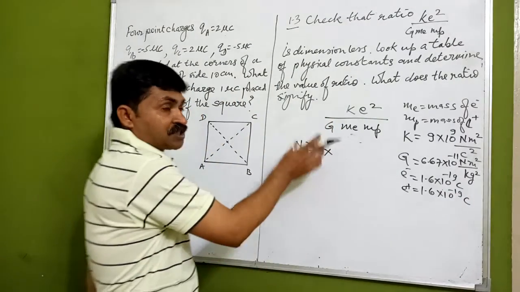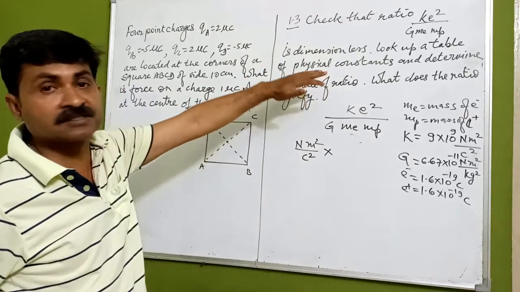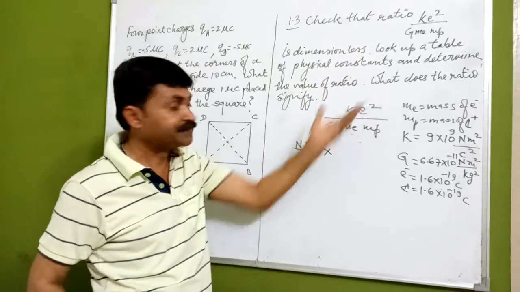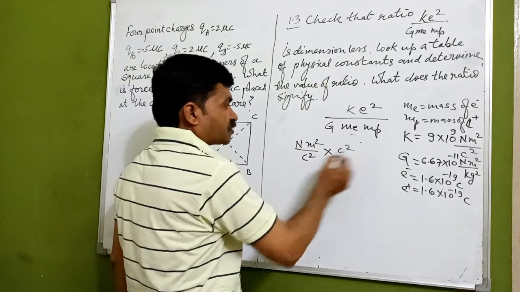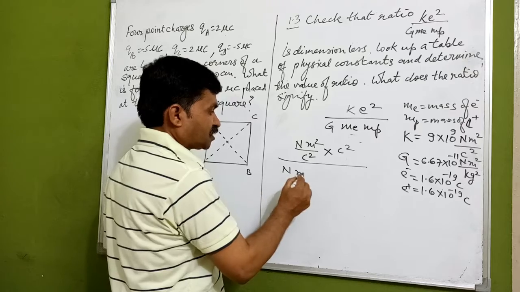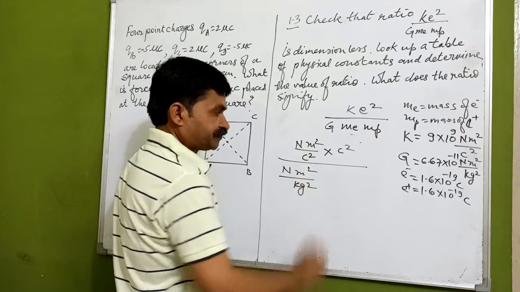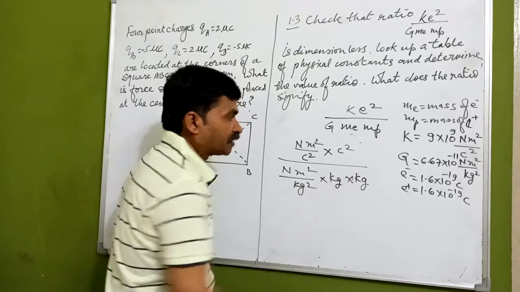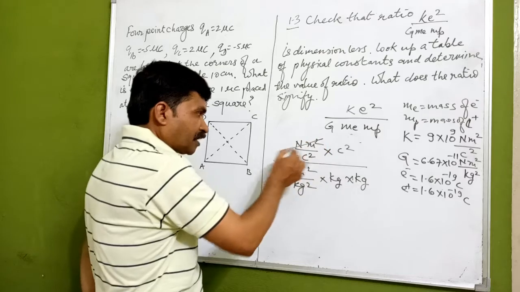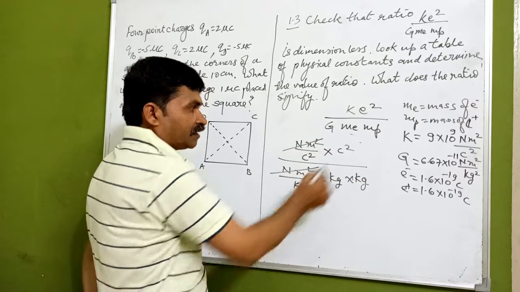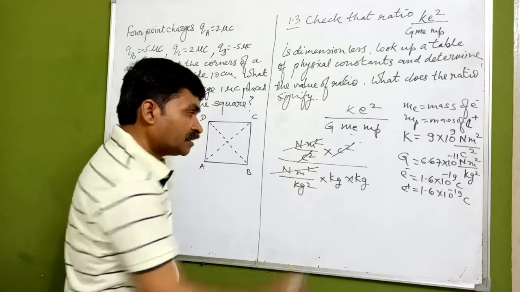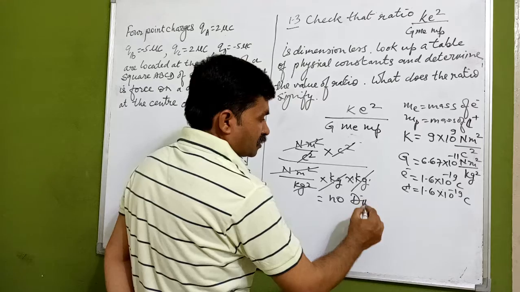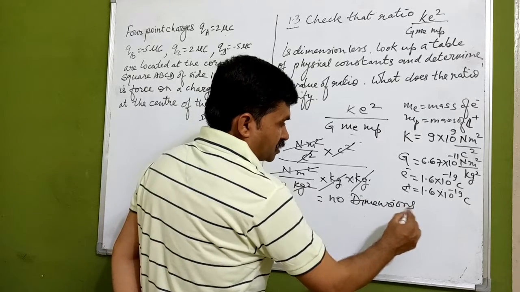So if we go through the dimensions, only putting dimensions, because the question is to check the ratio Ke square upon G me into mp, here we have Coulomb square, and again Newton meter square upon kg square. Now the mass of proton and electron will be in terms of kg. Newton meter square cancels, Coulomb square cancels, kg into kg again, so it has no dimensions, no units.